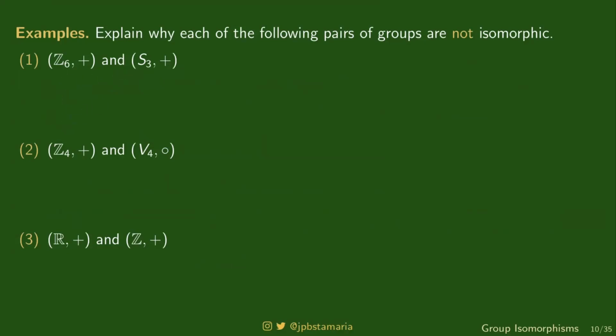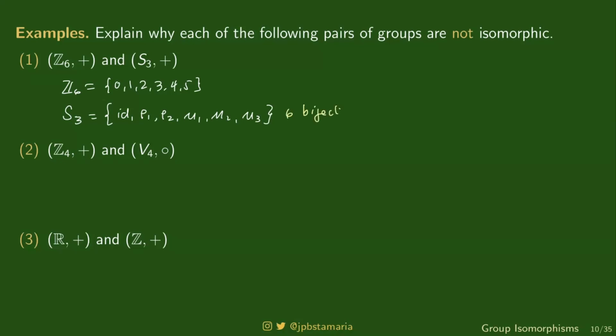Yung S3, ito yung 6 na bijections. Yung ID, row 1, row 2, mu1, mu2, mu3. Naalala nyo to? Ito yung 6 na bijections on the set 1, 2, 3. Ang operation dito ay composition of function. Okay? Do you remember this?